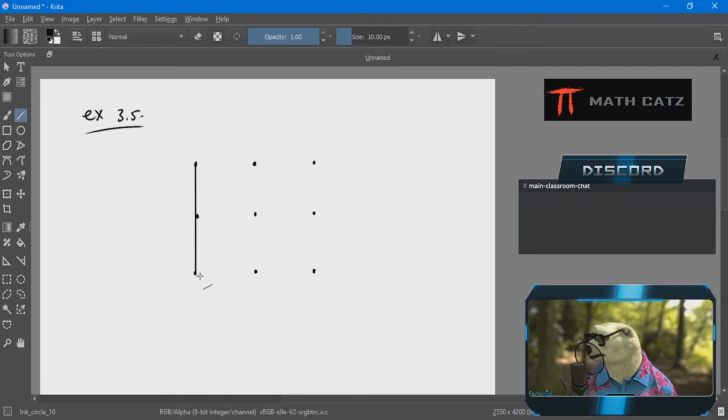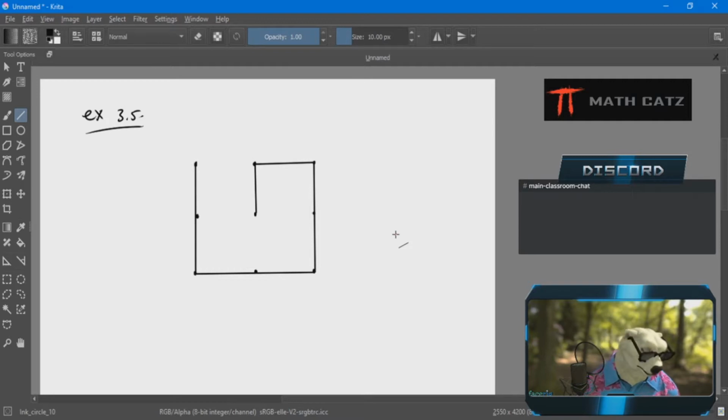Okay, there's 1, 2, 3, 4, and 5. Super easy with 5 lines, right? And there are many other options, of course. I just did it like this. So many.